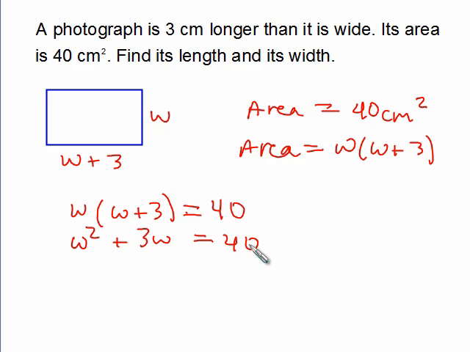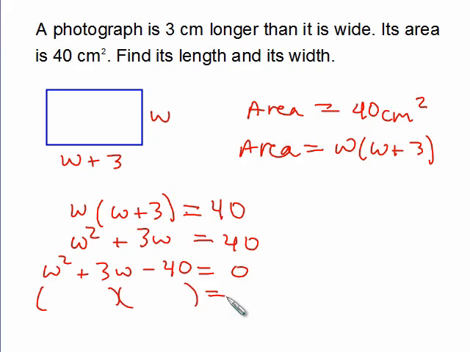So to solve polynomials, I need 0 on one side. So I need to subtract 40 from both sides, giving me W squared plus 3W, and then I'll put the negative 40 last. We have a trinomial that needs to be factored.